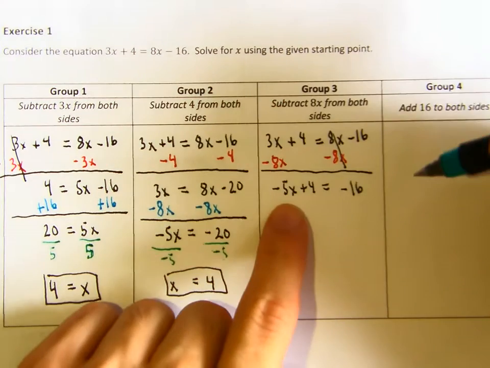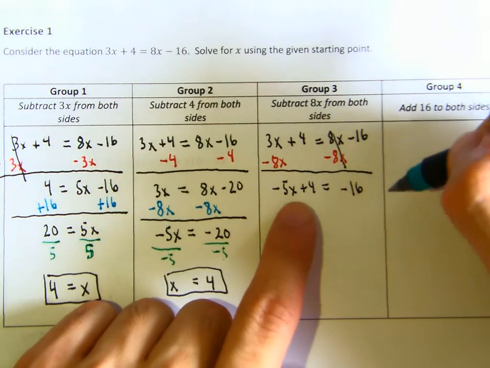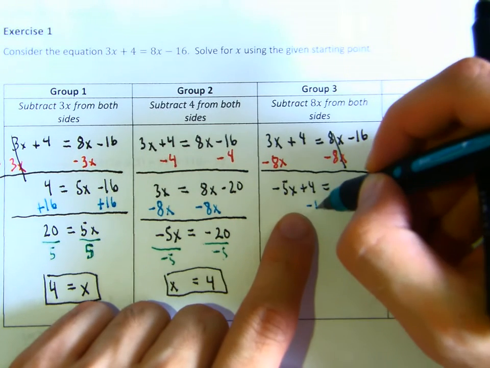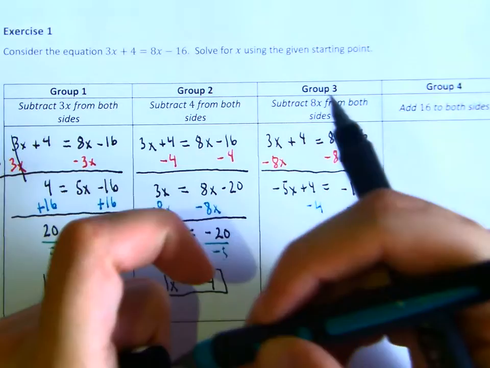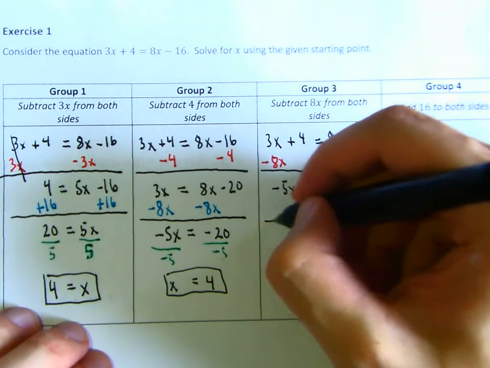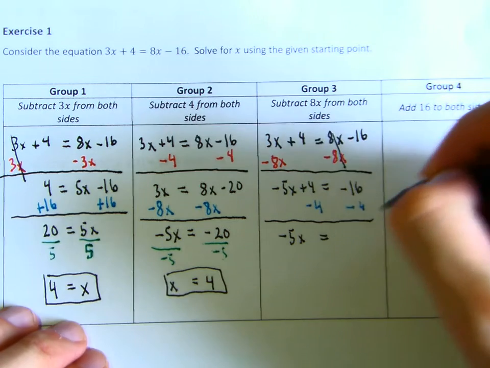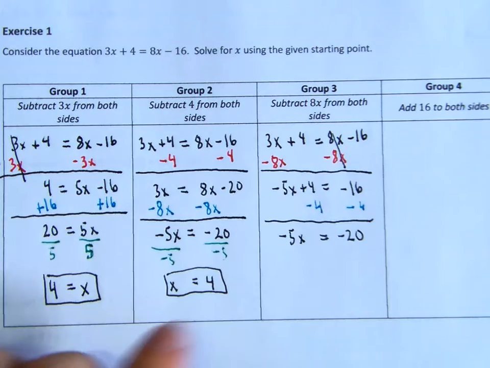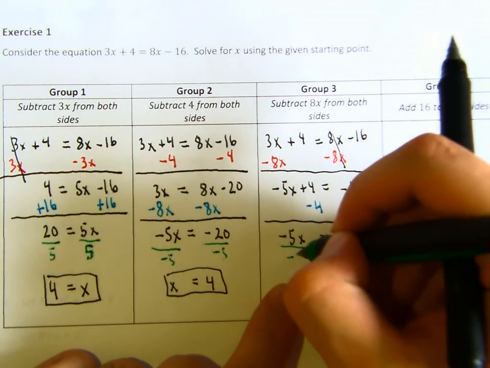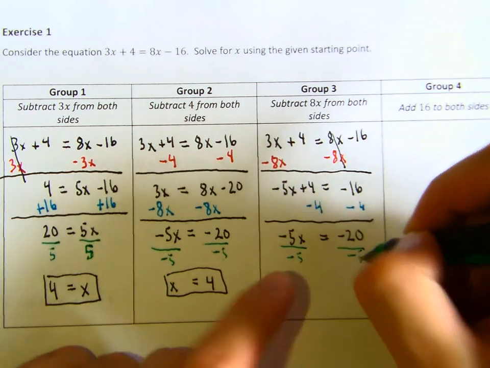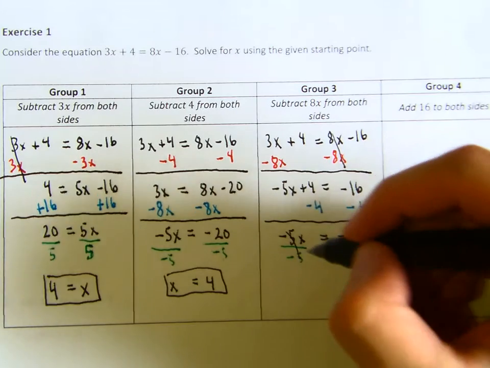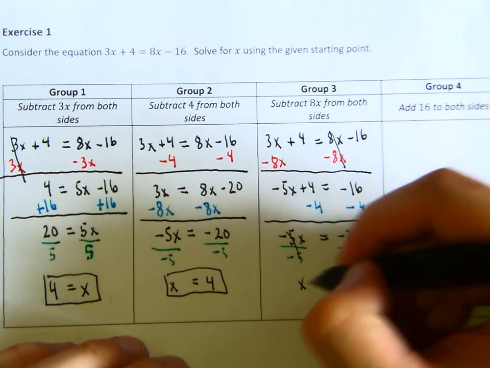Here, we want to get this x by itself. How do we get it by itself? We're going to subtract 4 on both sides. And now we have negative 5x equals negative 20. And then what's the final move over here? You're going to divide both sides by negative 5. And notice how you still get x equals 4 over here.